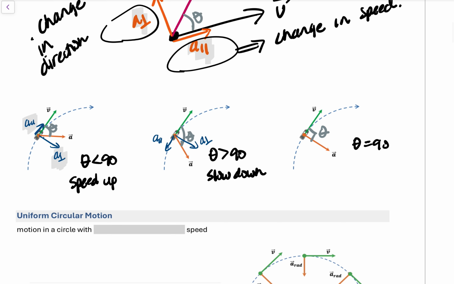And then in the third one, we have theta is 90 degrees. And so if theta is 90 degrees, this is my A perpendicular. There is no A parallel, right? There's no component of that acceleration that is parallel to that velocity vector. So I'm not going to have a change in speed. I'm only going to change direction. So this one is going to be constant speed.